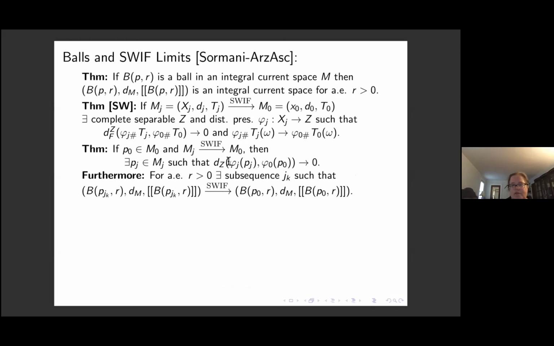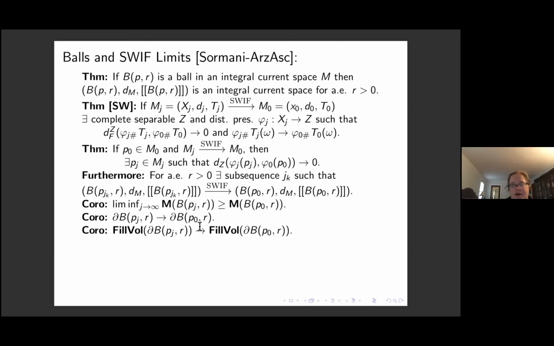Now, there's an "almost every" here because there's an "almost every" over here that the balls even exist. And there's a counterexample in the paper to demonstrate why you need almost every. As a corollary, we know the limit of the mass of the balls is bigger than the mass of the limit. We know that the boundaries of balls converge to boundaries of balls, assuming we're already in the subsequence, and that the filling volumes converge to the filling volume. We defined filling volume in lecture 4.